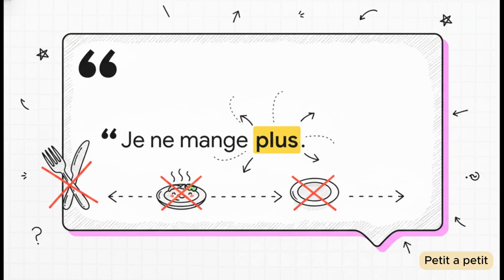But now, just switch out that one little word, and bam, the meaning completely changes. Je ne mange plus. This implies a backstory. You used to eat, but now you've stopped. I am not eating anymore. It's pretty cool how much power is packed into that tiny word, right?